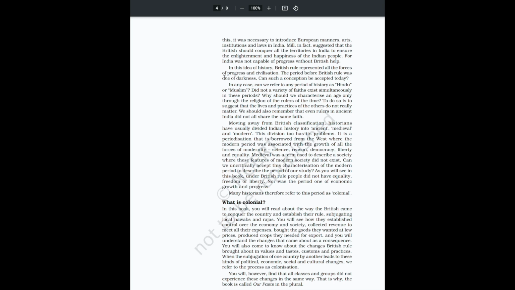In any case, can we refer to any period of history as Hindu or Muslim? Did not a variety of faiths exist simultaneously in these periods? Why should we characterize an age only through the religion of the rulers of the time? To do so is to suggest that the lives and practice of the others do not really matter. We should also remember that even rulers in ancient India did not all share the same faith.